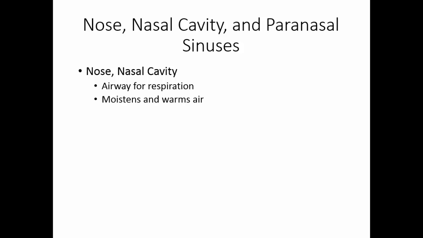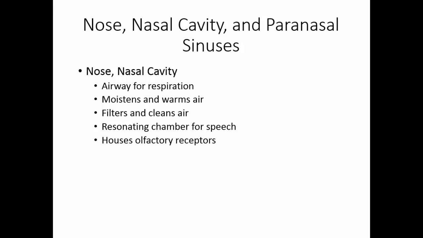The nose and the nasal cavities moisten and warm the air. The nose and nasal cavities are lined with mucous membranes. These are blood-rich, which is where we get the warmth for the air, and the mucus helps moisten the air. Additionally, things like nose hairs filter the air, and mucus acts to trap materials that may come in, so the air is cleaned. The nose and nasal cavities also act as a resonating chamber for speech, and because the olfactory receptors are housed in the top of the nasal cavity, this is where our sense of smell is located.